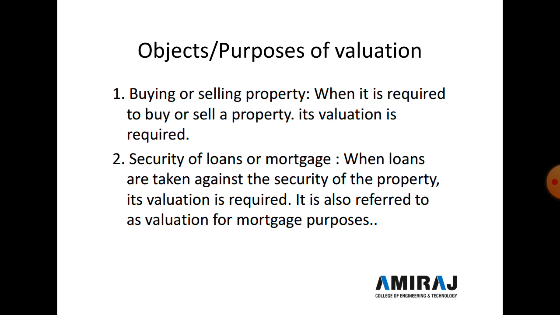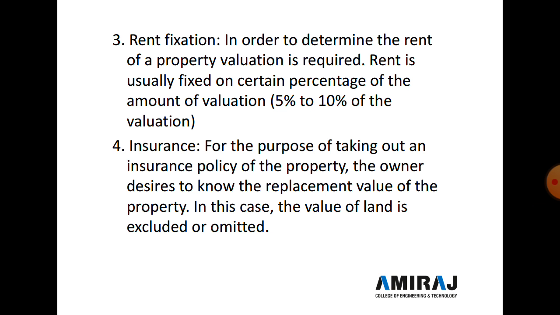The third object is rent fixation. In order to determine the rent of a property, valuation is required. Rent is usually fixed at a certain percentage of the amount of valuation, like 5 to 10% of the valuation. The fourth object is insurance. For the purpose of taking out an insurance policy on a property, the owner desires to know the replacement value of the property, in which case the value of land is excluded or omitted.